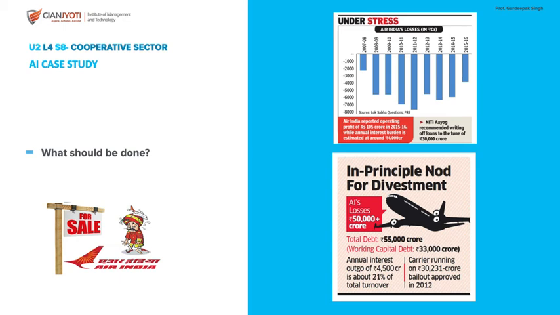So what should be done? What do you think we should be doing with Air India? Because it is a public sector company. This is our national carrier also. Now, British Airways were also in losses, but then they changed the management, they changed the whole structure, and they were able to revive.